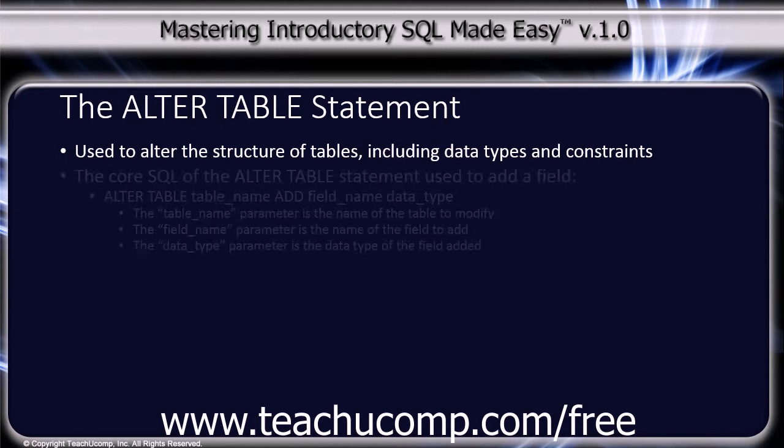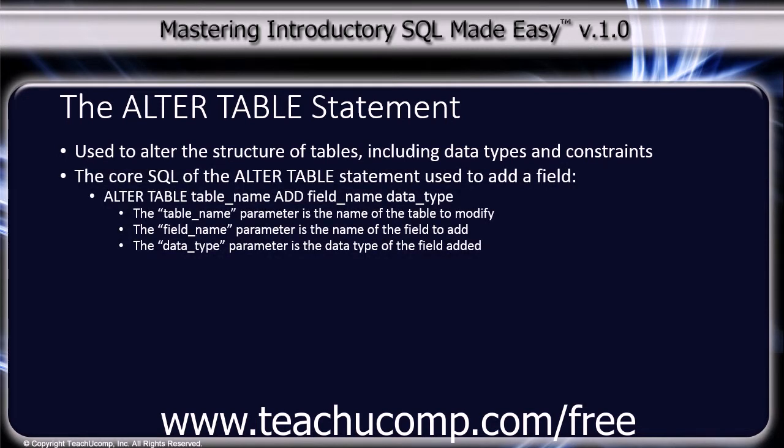The core SQL of the alter table statement when used to add a field to a table is shown below. Note that the table name parameter is the name of the table into which you want to insert the field. The field name parameter is the name of the field, and the data type parameter is the data type of the field. So the core SQL is alter table, table name parameter, add, field name parameter, data type parameter.